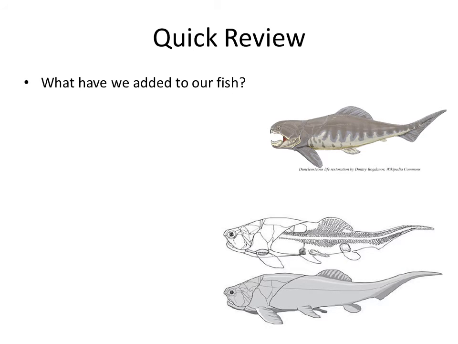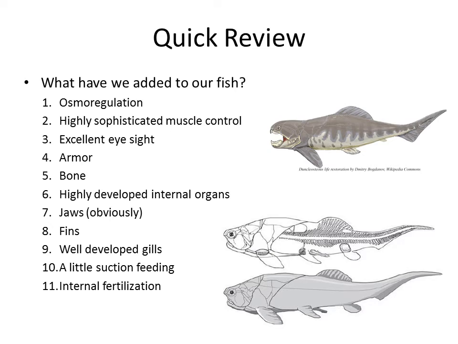So what have we added to these fish? Well, we've got things like osmoregulation. I went through a couple other things. We've got highly sophisticated muscle control. We've got a lot of muscles, and we're really good at using only certain ones. We probably have very, very good eyesight. Armor, which is bone. These have evolved. The internal organs that you have today, kidneys, stomach, gonads, the heart, not the lungs yet, but those other structures have evolved at this point, livers, gallbladders, all that stuff. So if you dissected a shark, you would be very comfortable with this internal anatomy if you knew humans.